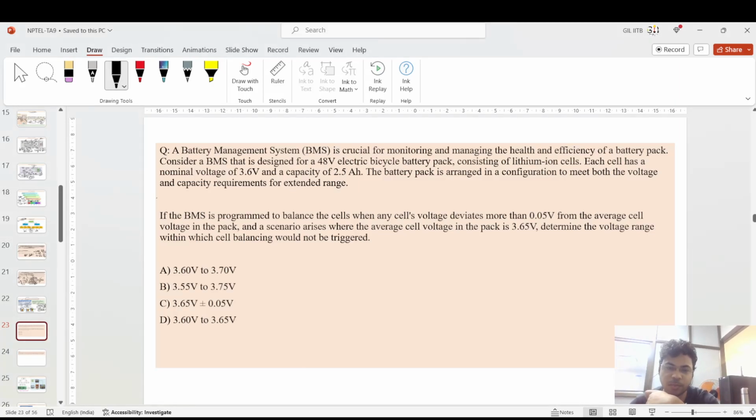Okay, so based upon this architecture, I have one question. I request you all to solve this question. This is actually related to passive cell balancing.